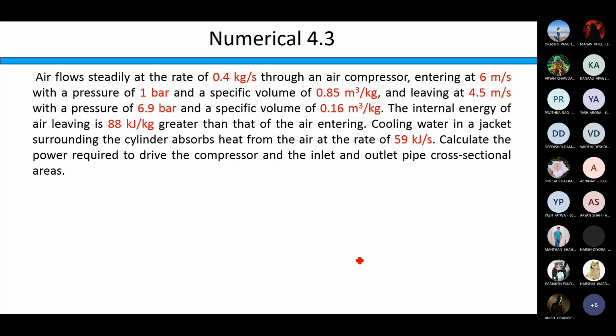Read the problem statement carefully. Air flows steadily, and this is again a steady flow device. Air flows steadily at the rate of 0.4 kg per second through an air compressor. So now air compressor has one inlet, one exit. So this is straightway m dot, mass flow rate of the air. Entering at 6 meter per second. So this is C1 with a pressure of 1 bar. So pressure P1 is given. And a specific volume of 0.85 meter cube per kg. So this is small v1, specific volume at inlet. And leaving at velocity 4.5 meter per second. So this must be C2, correct?